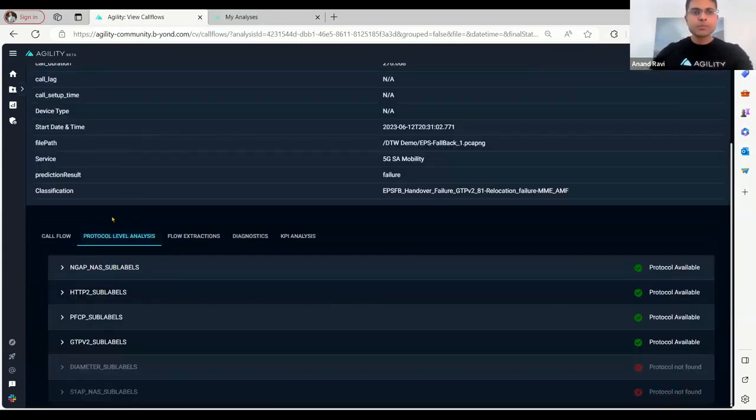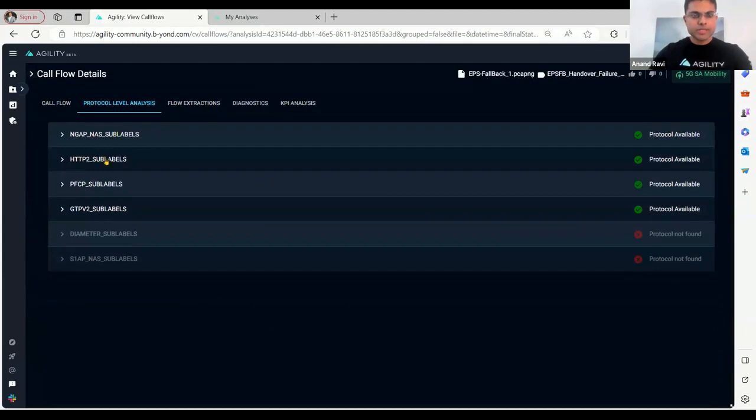The next tab is the protocol level analysis. As I was mentioning, in order to be able to troubleshoot packet captures and a call flow, there are multiple protocols that are intertwined, right? In EPS fallback case, there is NGAP, HTTP2, PFCP, GTPv2, diameter, S1AP. There is SIP as well for, of course, your IMS handshakes. There could be multiple other protocols as well, right? Depending on which layer you're troubleshooting at.